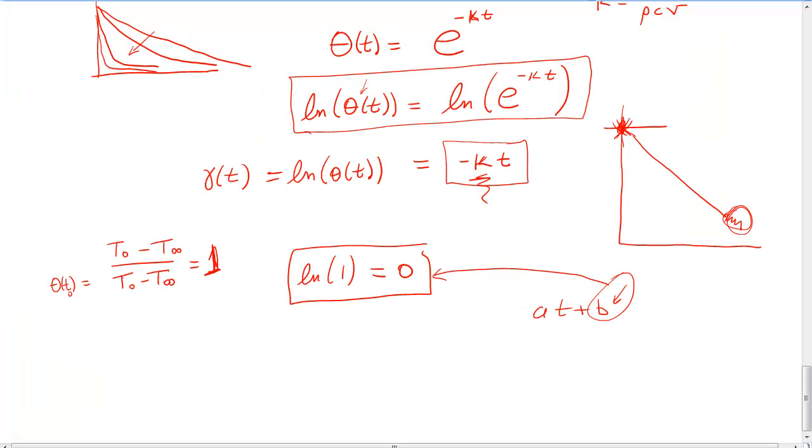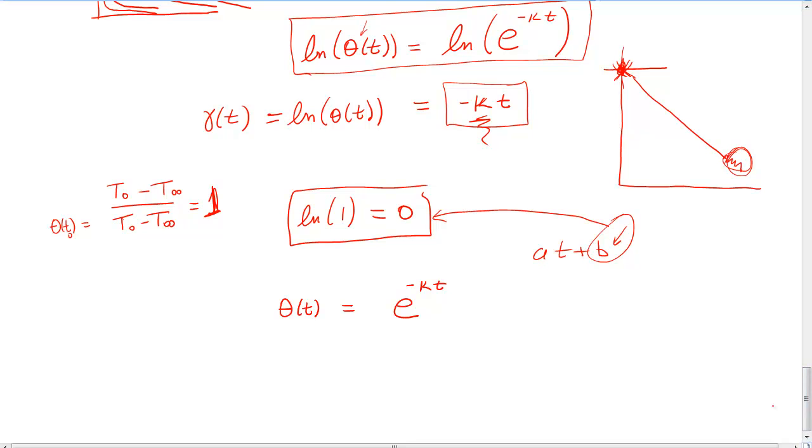Now the question is what do I mean by transformation? Let's take a look at our equation. Our equation looks like this. Let's do e to the minus kt. Now, what I'm proposing is to take the log base 10 of both sides.